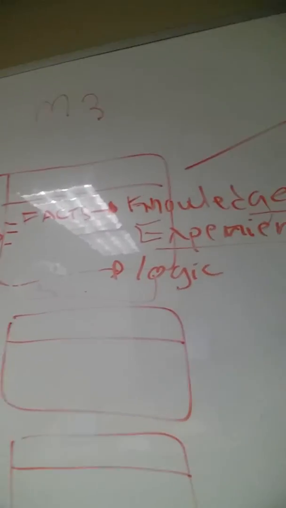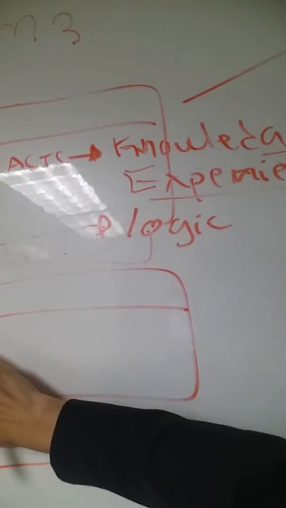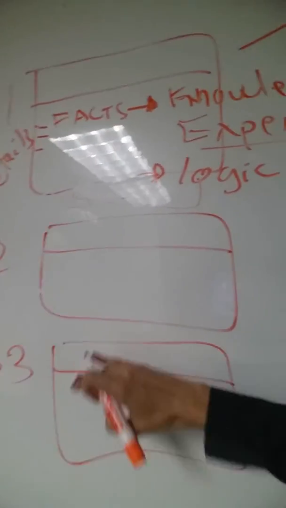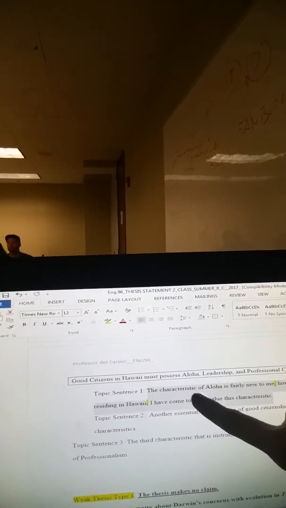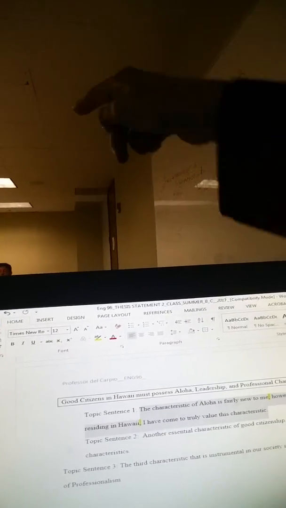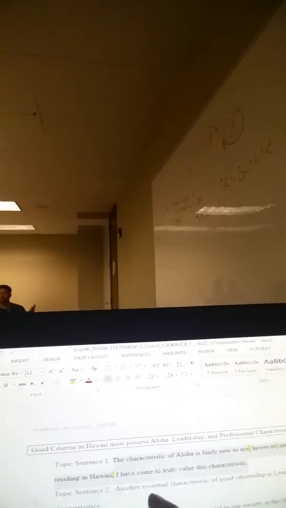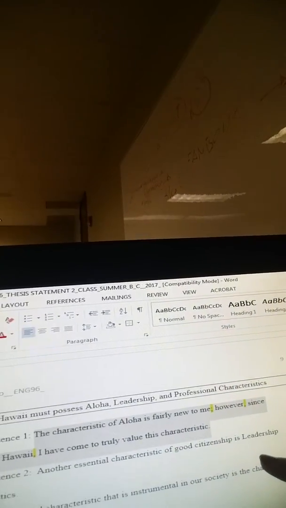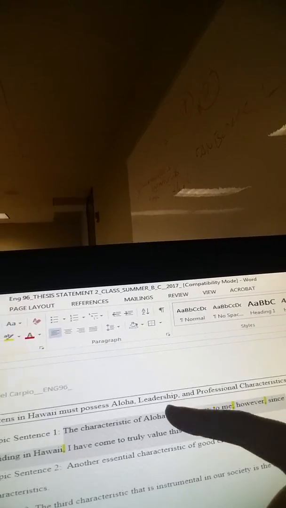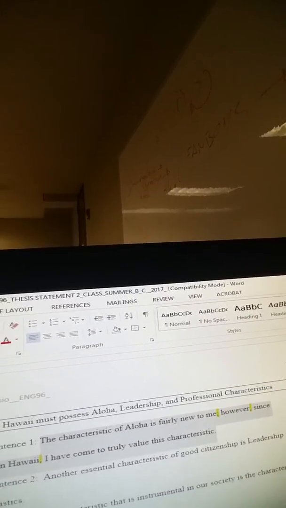But I want to have a clear topic sentence and 3 details. Topic sentence 2, 3 details. Topic sentence 3, 3 details. So let's go. I need to see this example. Character is very new to me. However, that's okay, as I'm saying, as a detail, not as a topic sentence. Let's check the second one. Could you please read? "Another essential characteristic of good citizenship is leadership characteristics." We have leadership, so the same thing.